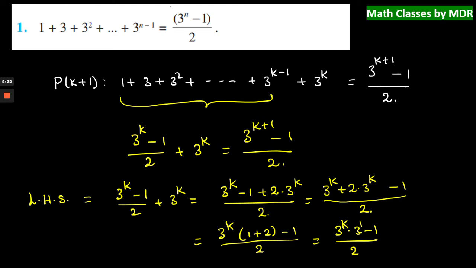What is 3 power k into 3? We have a power m into a power n equals a to the power m plus n, so it is 3 power k plus 1 minus 1 by 2, which is equal to the right hand side. That means hence proved that p of k plus 1 is true. So if p of k plus 1 is true, then the given statement p of n is also true from the principle of mathematical induction, which we have to write at the bottom. So from the principle of mathematical induction, p of n is true.